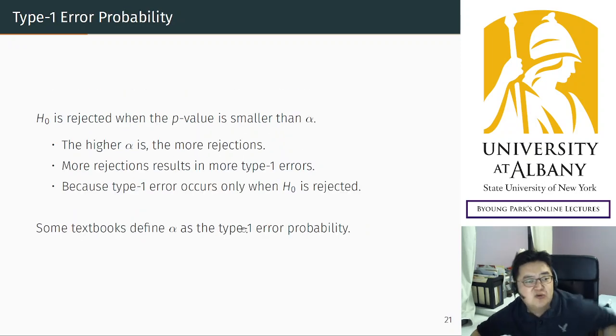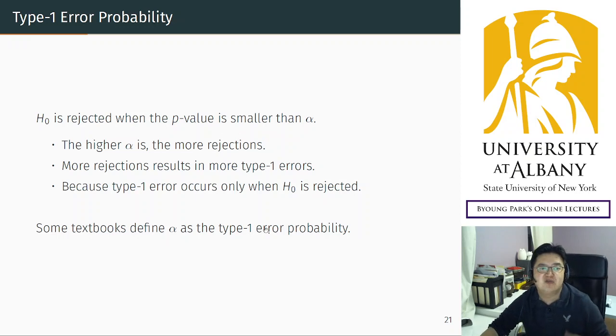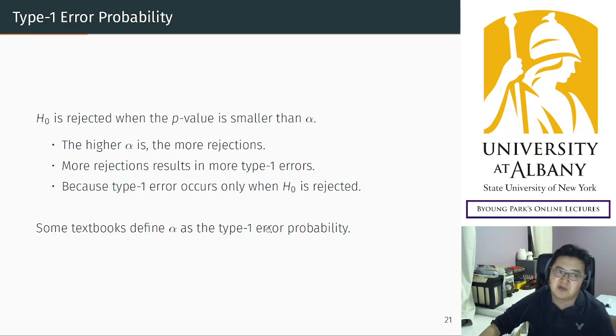In the next video, I'm going to introduce how to calculate type 2 error probability. It will be a little more complicated.